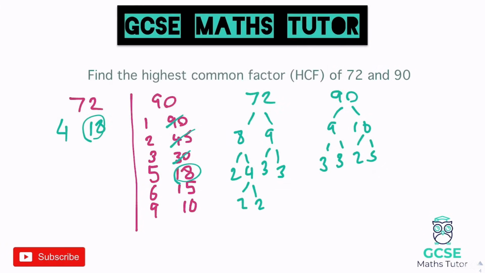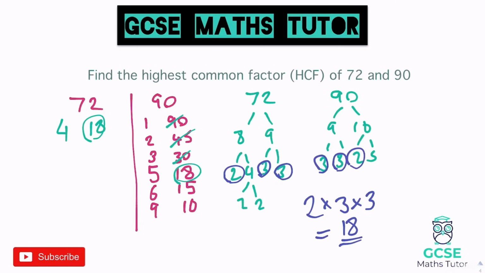And we can have a look at what's in both. So they both have a 2. They both have a 3, so times 3. They both have another 3. And that's all that they share. 2 times 3 is 6, times 3 again is 18. So we can get our highest common factor using our prime factor method as well.